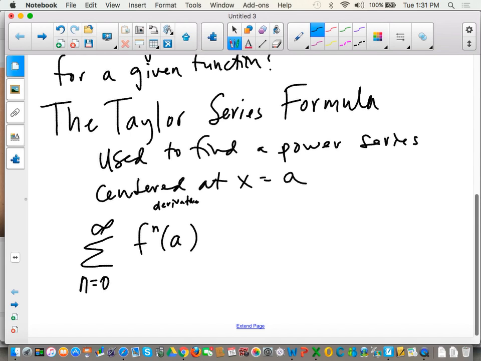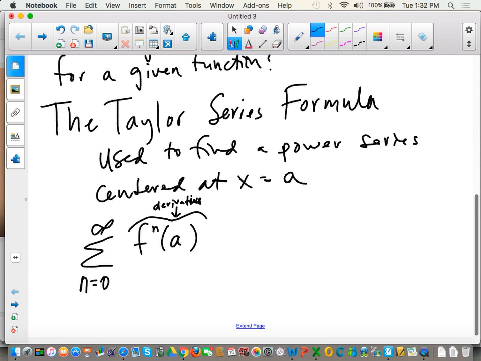Just consecutive derivatives. So a is the derivative? No. This is the derivative. A is the centered value. If this is centered at 2, a would be 2. These are consecutive derivatives here. That's just a small part of this formula.